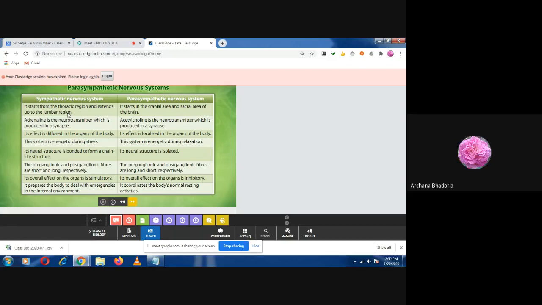Yes, ma'am. Okay. And thorax is which one? The chest region. The ribs are attached to the vertebral column at the back. So that part of the vertebral column is called the thoracic region.